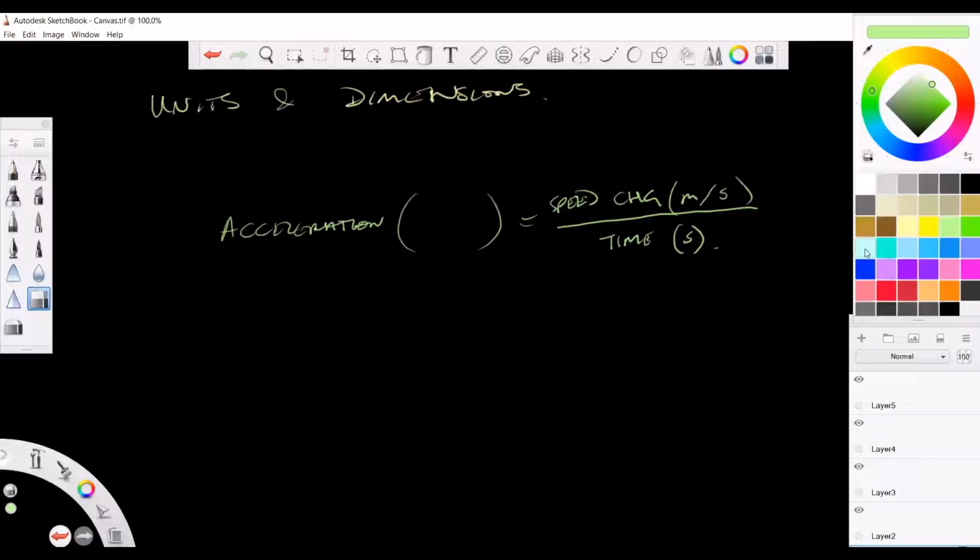So what is the unit going to be? Here I've got meters divided by seconds. Meters per second is meters divided by seconds. But then I've got the time on the bottom of the fraction anyway, and that's in seconds.